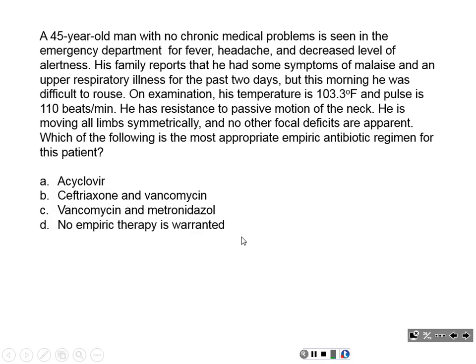I'm hearing some C's. Vancomycin and metronidazole, are you guys sure? B? Good job, guys. So the tricky one here is C, vancomycin and metronidazole.